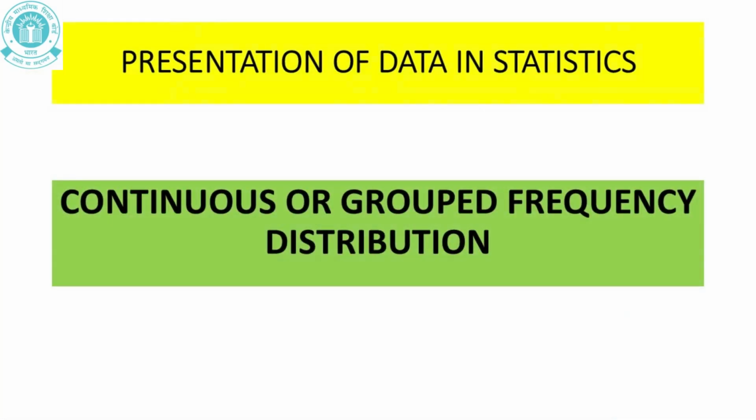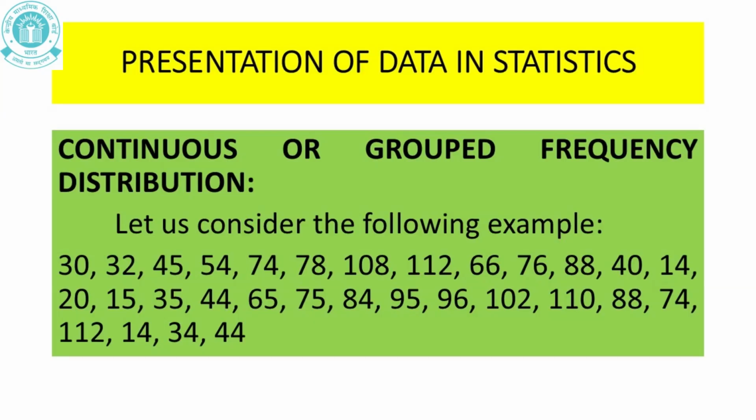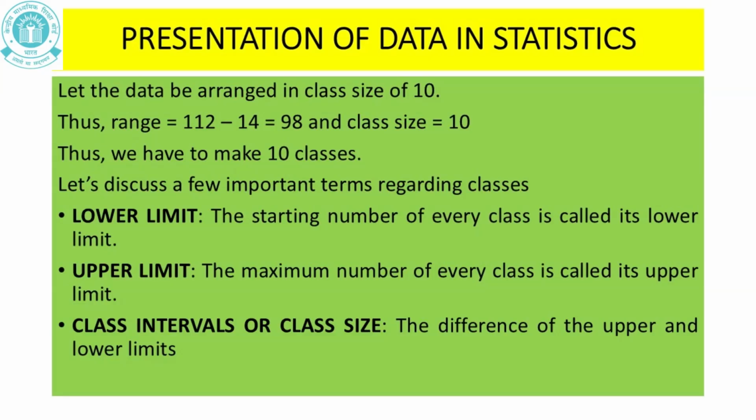Let's now understand about continuous or grouped frequency distribution. Consider the following example. First of all, the data is arranged in small groups. These groups are known as classes. The number of classes depends upon the range of data and the class size taken. Range is the difference between maximum and the minimum value of data. Let the data be arranged in class size of 10. Thus, range equals 112 minus 14 equals 98 and class size equals 10. Thus, we have to make 10 classes.